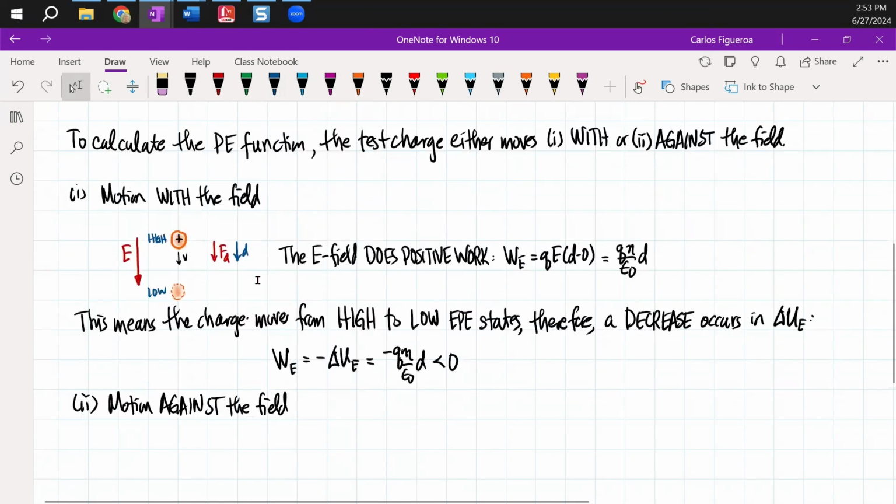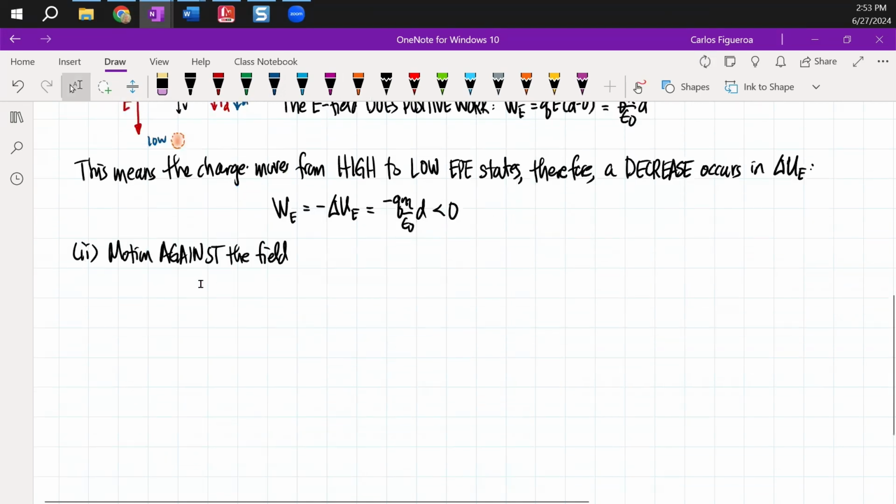We already stated multiple times that if you move with the field, there's a decrease in energy, and that's what we mean by the decrease in potential energy. So here we expect an increase in potential energy. So now in this situation, we now have a positive charge that's now moving up against the field.